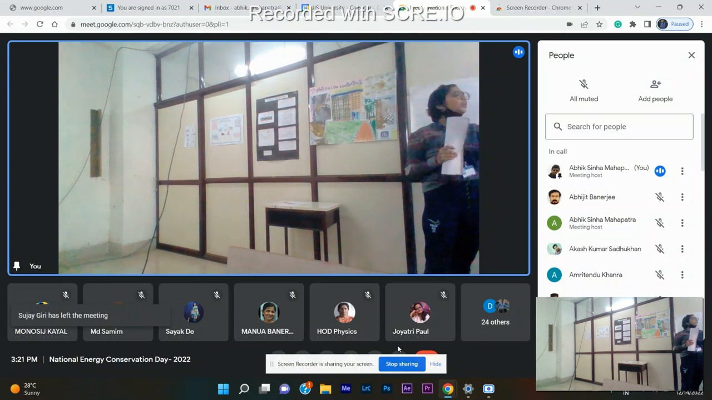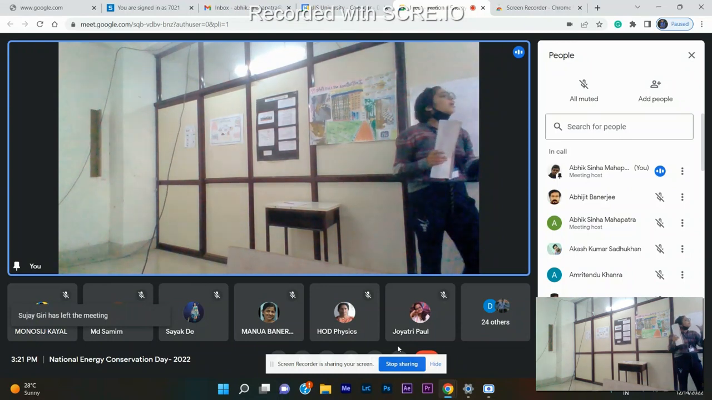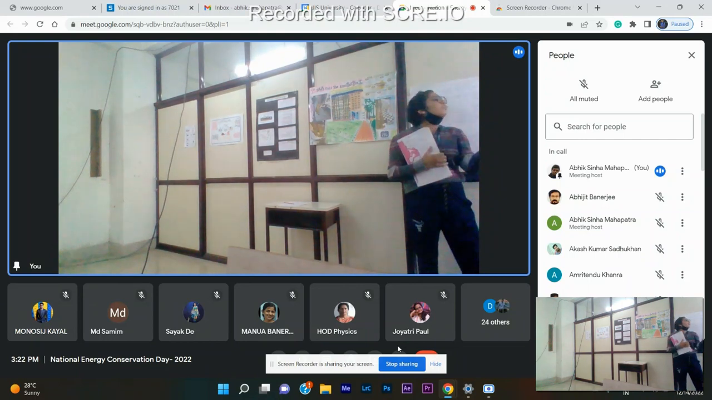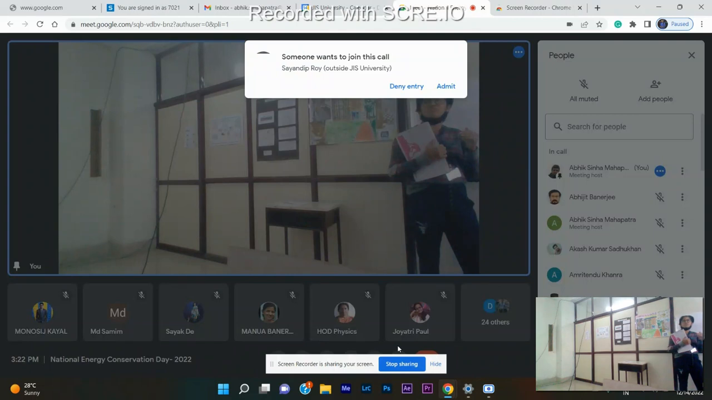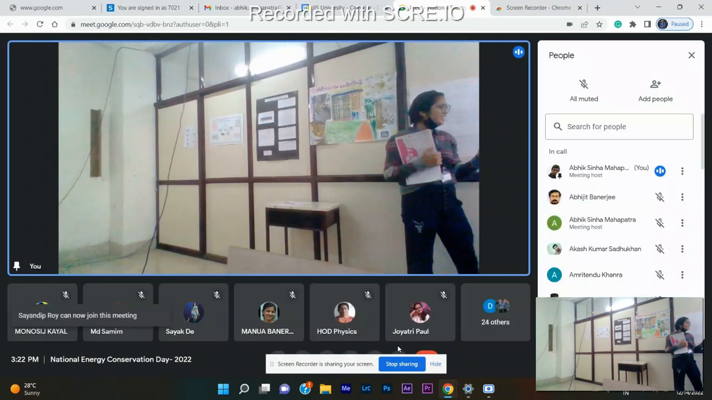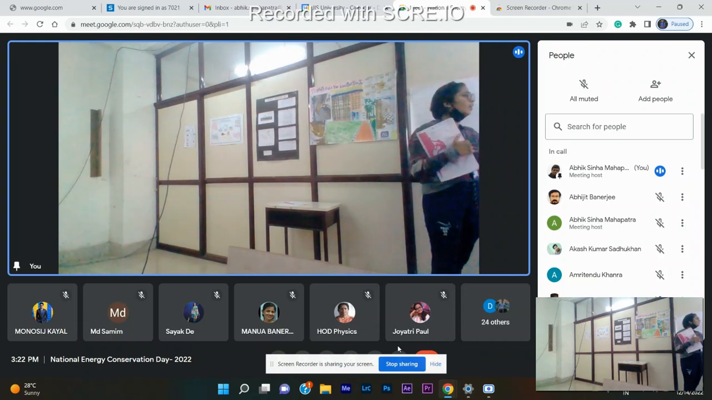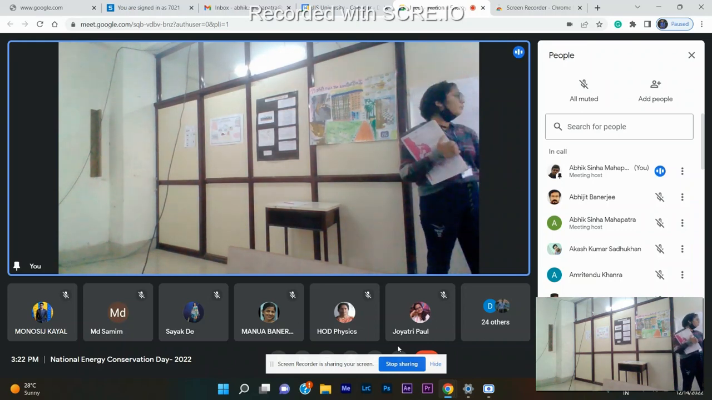Then we'll think that whatever campuses are there, we have to make a campus green. So how can a campus be green? Whatever faculties and departments we have, we can start taking initiatives. We can make community gardens in which we can plant organic plants and so on. That will also help us to elevate our knowledge about plants.